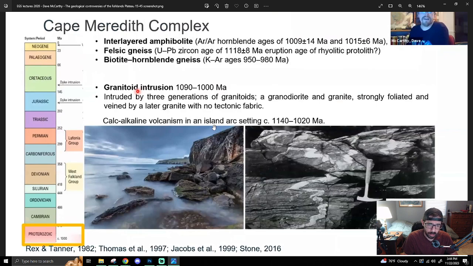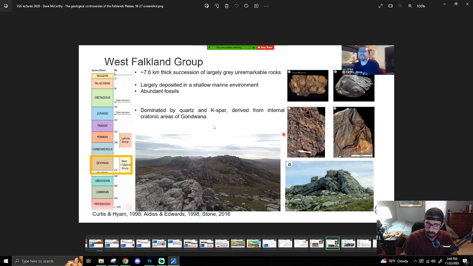Very, very gray, very Mercury-like. West Falkland Group, 7.6 kilometers thick succession of largely gray, unremarkable rocks. West Falkland Group is from the flood period starting in the Silurian through the Devonian, so like 430, let's say, through whatever that is. I forget what that boundary is. Like 350s. I think if we go back, 358. Largely deposited in a shallow marine environment.